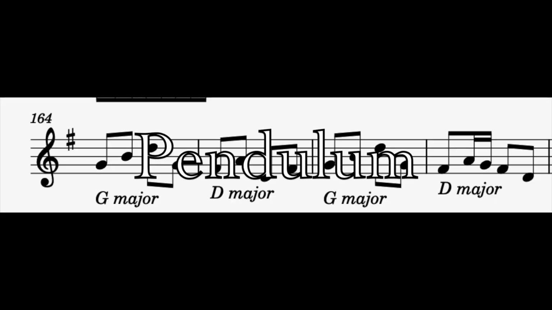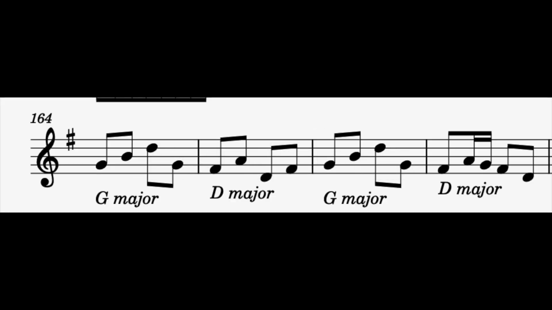Another organizing principle that Quantz uses a lot is a so-called pendulum, especially with the tonic and dominant, like G and D major here. He just keeps switching between them, sometimes per bar, sometimes per 2 bars. And here are some little examples of that.